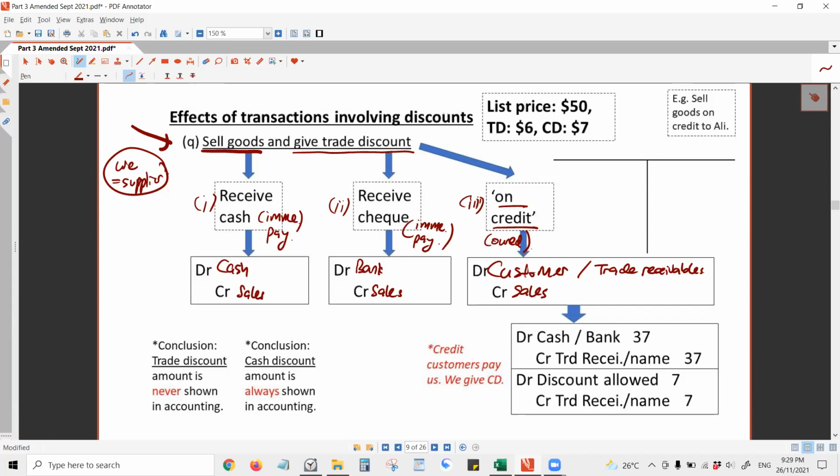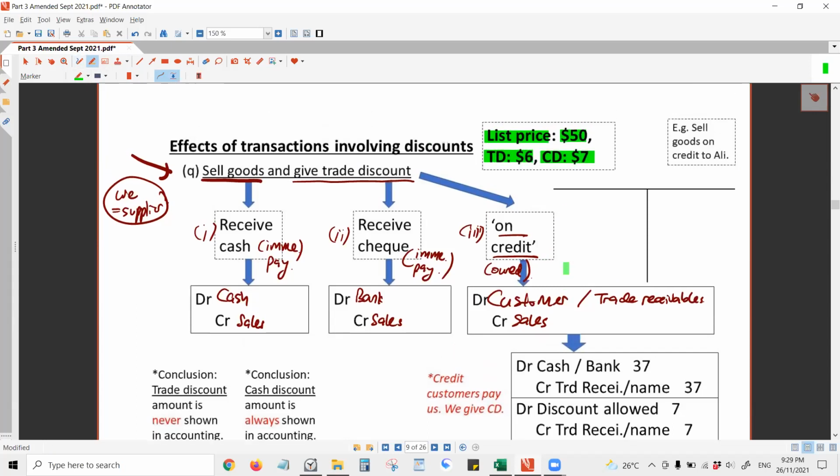But that's not the point to learn here. The point here is to learn what amount you should use when there is trade discount and cash discount. Look at the top here: list price 50, trade discount 6, cash discount 7. We are going to use this information to decide what amount we should use for Q1, Q2, and Q3. List price means original price. If you do not know, you can write there original price.